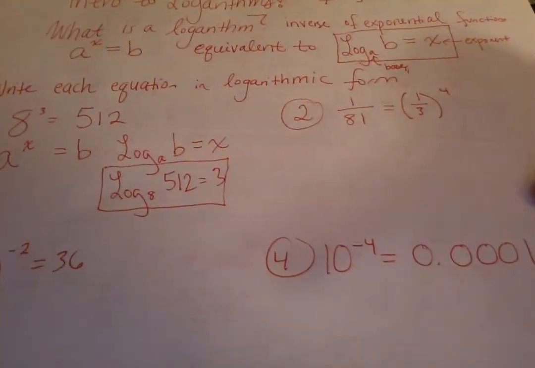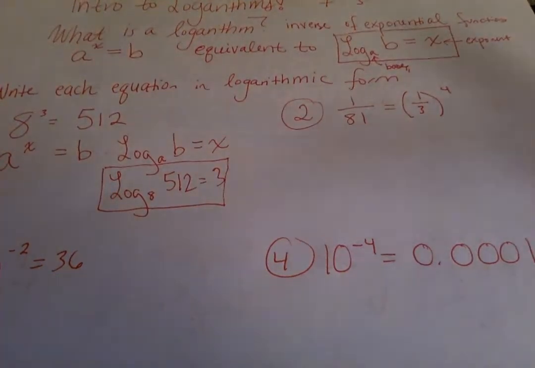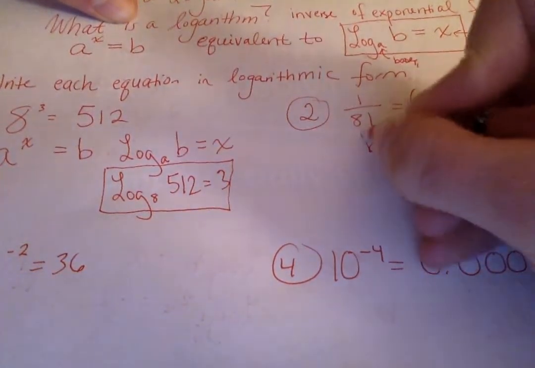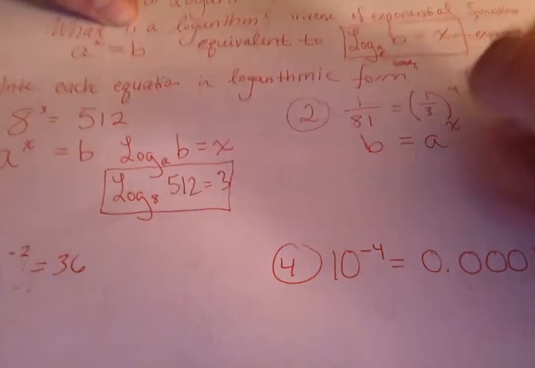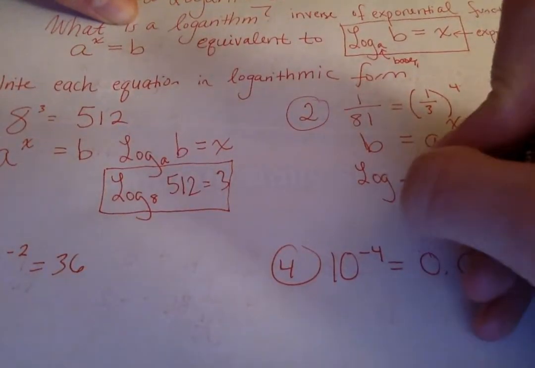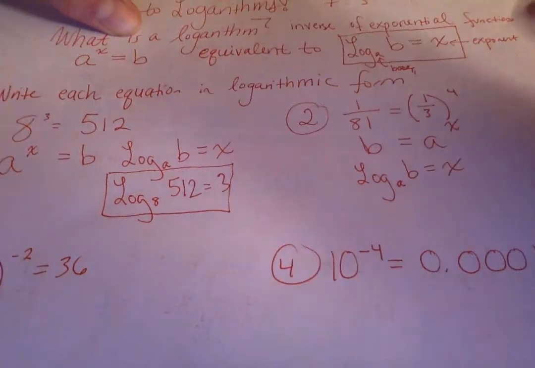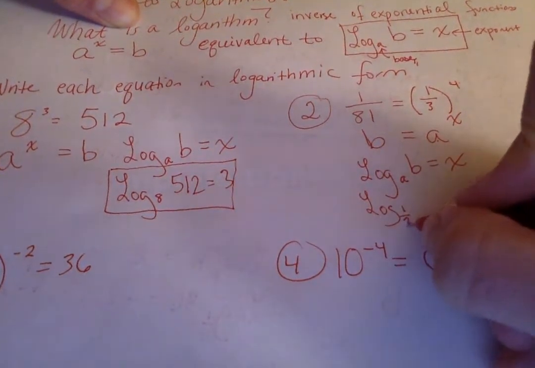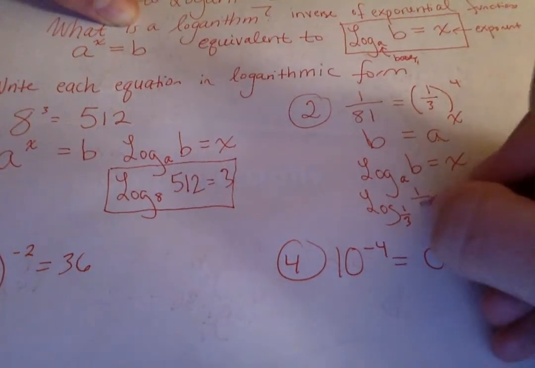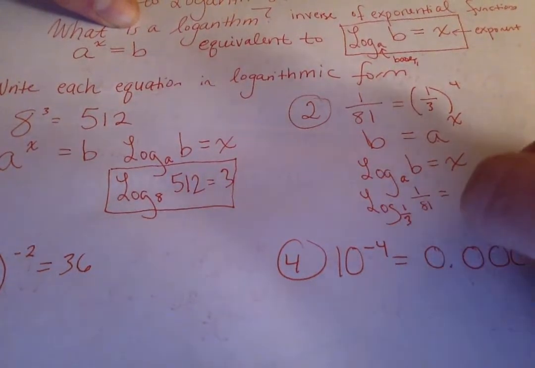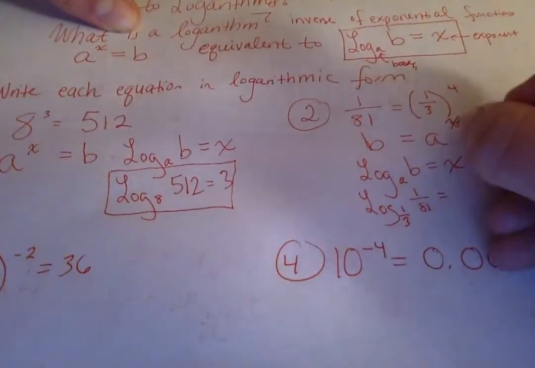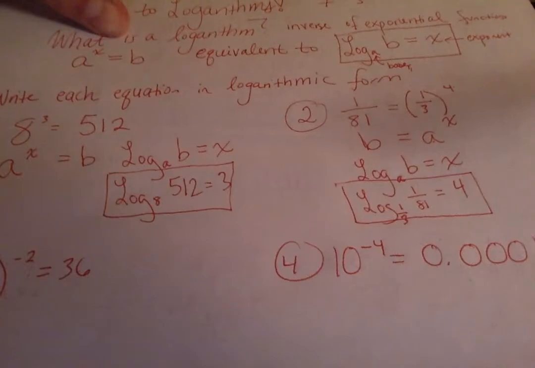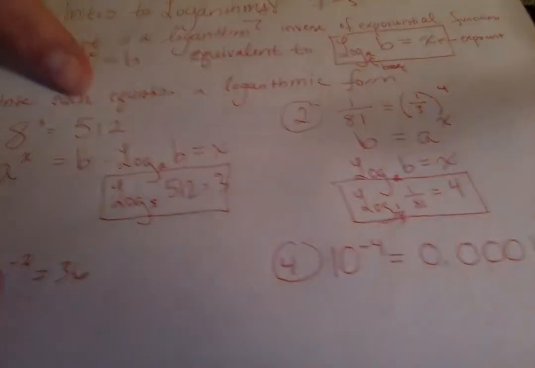All right, number 2. We have 1 over 81 equals 1/3 to the fourth. So this is the same as b equals a to the x. So just make sure you're aligning the a to the x side with the side you have an exponent on. Then we write log base a of b equals x. Well, in this case, a lines up with 1/3. B lines up with 1 over 81. So the question is, 1/3 raised to the what power gives me 1 over 81? 4. X is 4. So log base 1/3 of 1 over 81 equals 4.